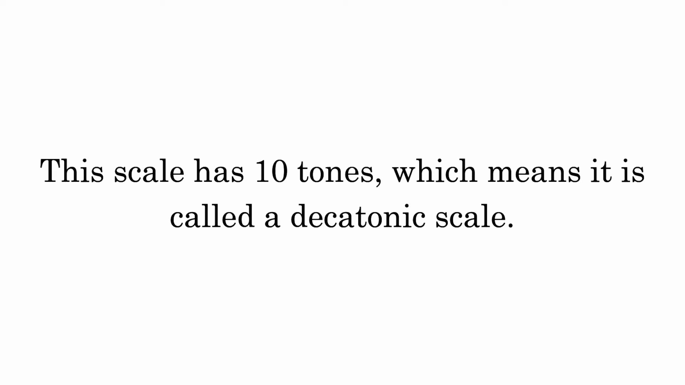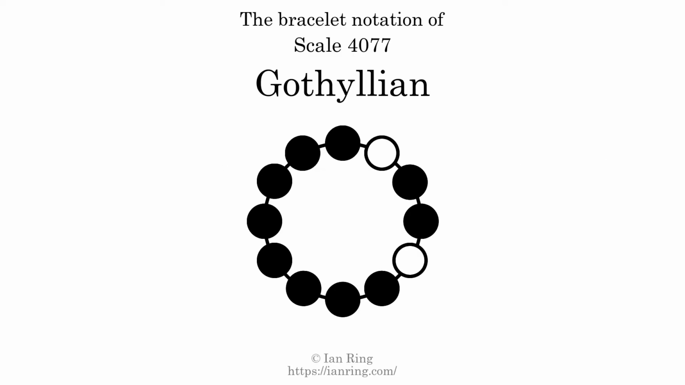This scale has 10 tones, which means it is called a decatonic scale. This is a bracelet notation diagram of scale 4077. The shaded circles represent tones that appear in the scale, and they are read clockwise, starting at the top.